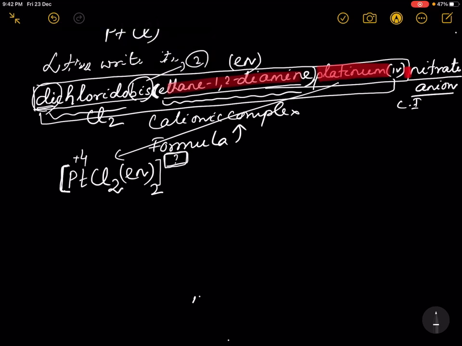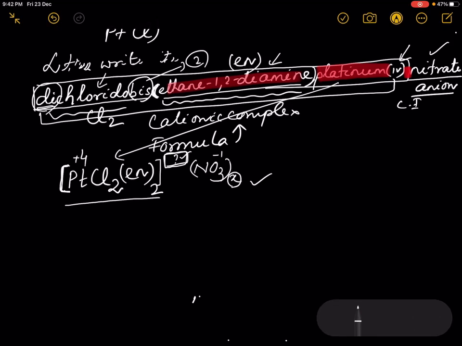Then nitrate. You see, nitrate, its charge is also -1. Let the number of nitrate ions be x over here. Now we have to find what is x and what is this question mark on the coordination sphere. To find the charge on the coordination sphere, we have to take the help of this 4 and the charge on chloride and charge on ethane-1,2-diamine.